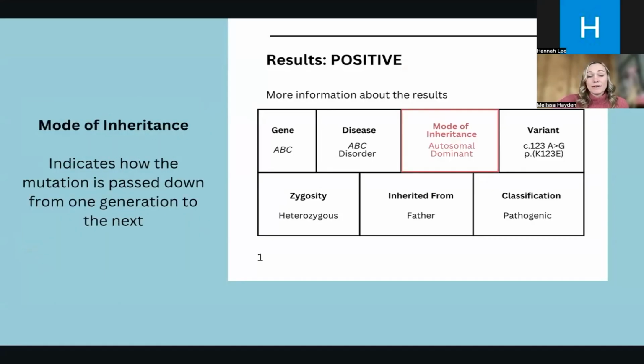The mode of inheritance, or the inheritance pattern, indicates how the mutation is passed down from one generation to the next. If you're interested in learning more about how mutations are passed down, please check out our video, Navigating the Genetic Maze: What is Passed Down, as we cover various forms of inheritance patterns.